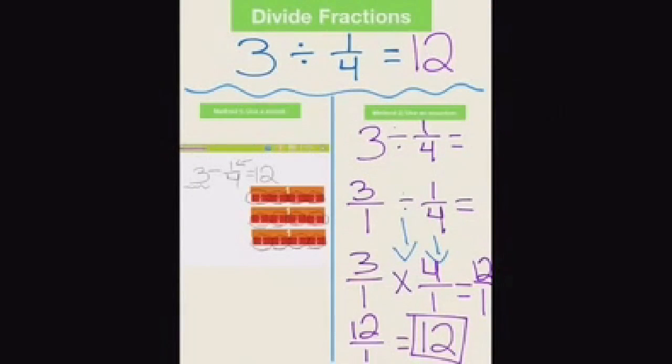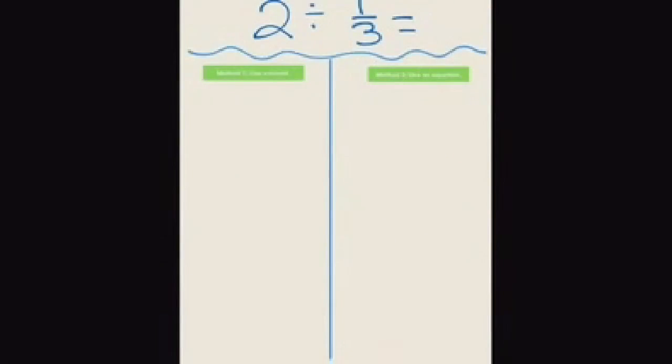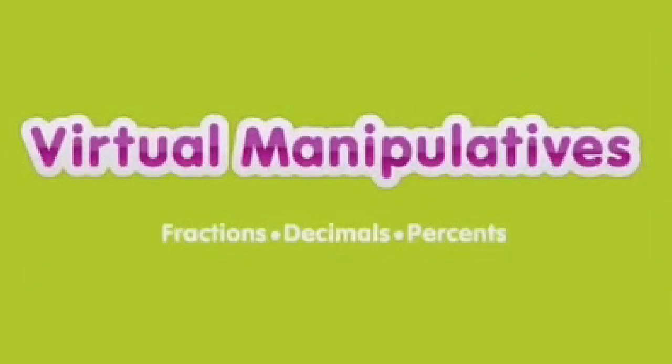Make sure to answer the question at the end so we can make sure that you are understanding what you're doing. Let's go ahead and try another one. Our next example is 2 divided by 1/3. Let's pull up our virtual manipulatives and we'll try it that way first. So I'm going to write down 2 divided by 1/3.